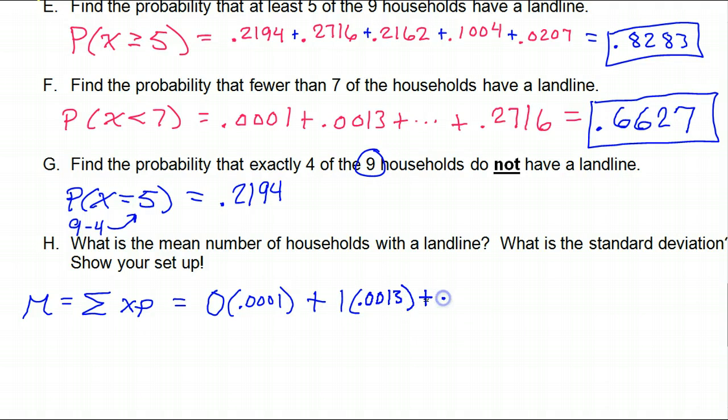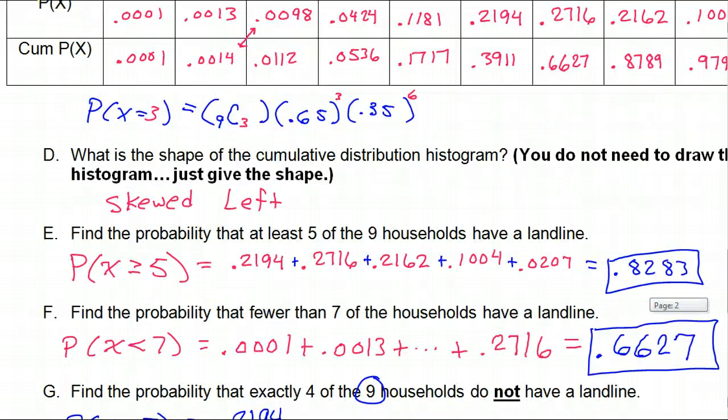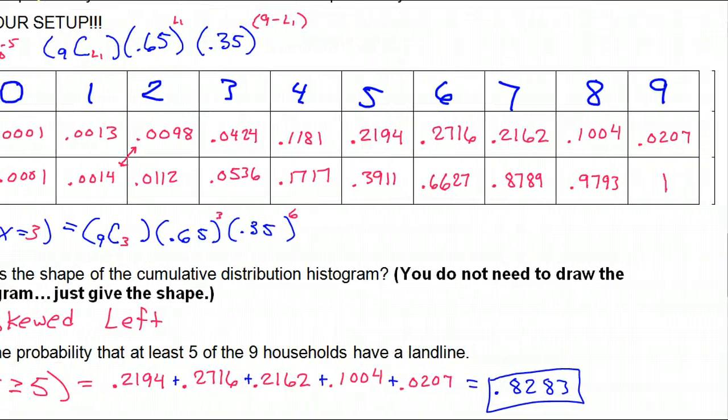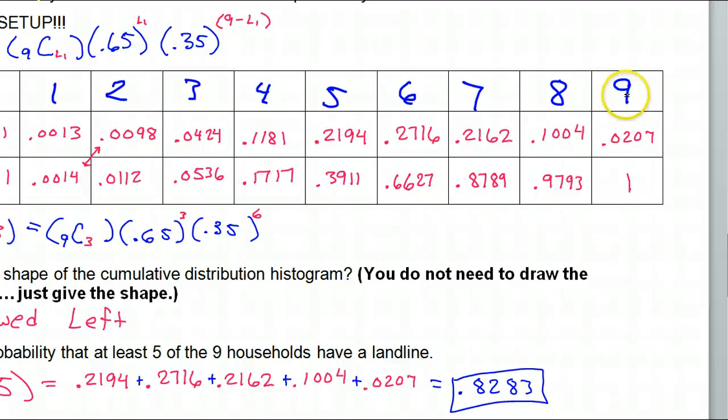Plus. Now I told you once you get the idea there by showing the first 2, you can put dot dot dot and then skip to the end. At the end of the list, our last x value is 9. So I'm going to do 9 times 0.0207. This is my x and this is my p. 0.0207.